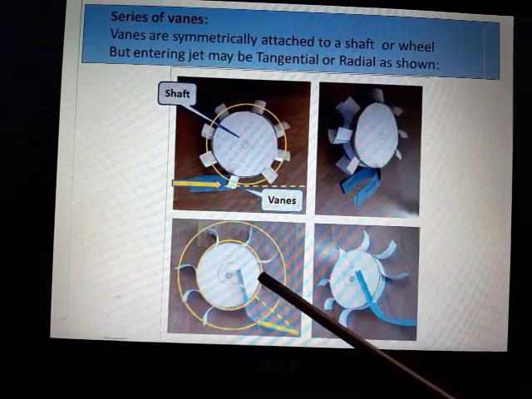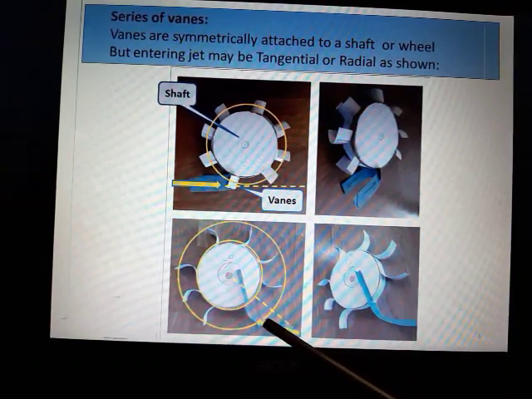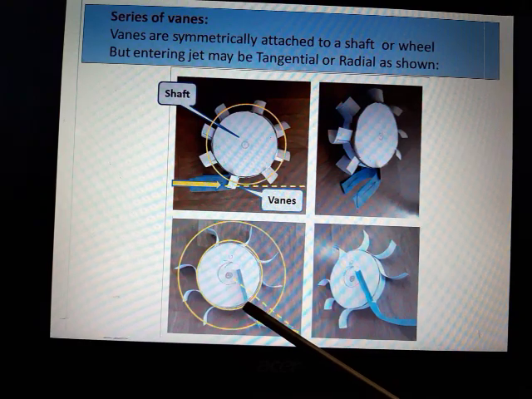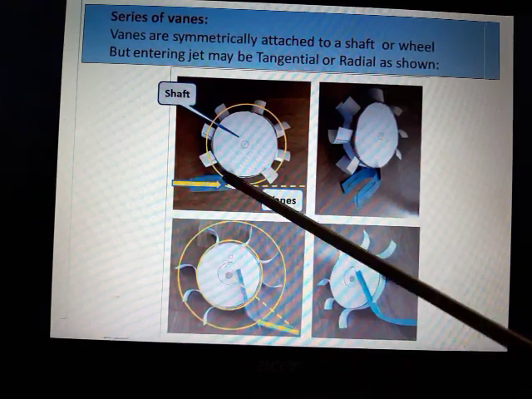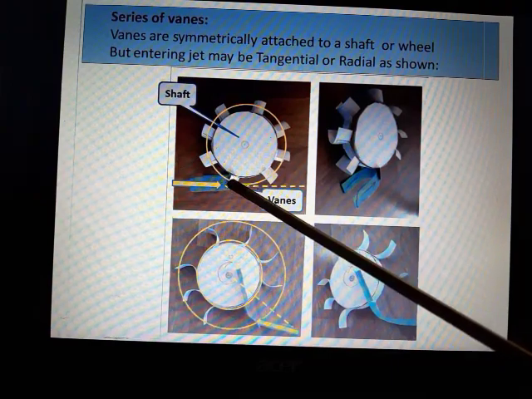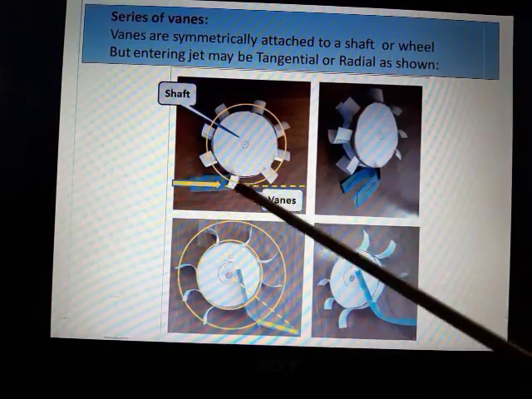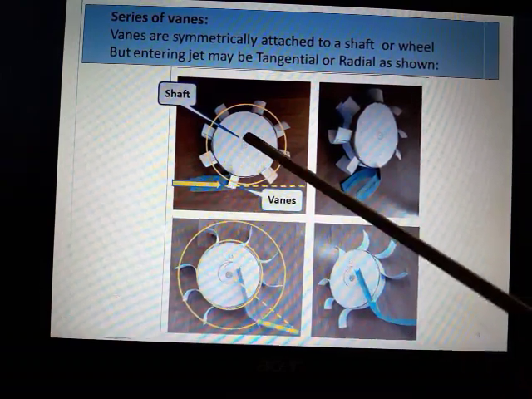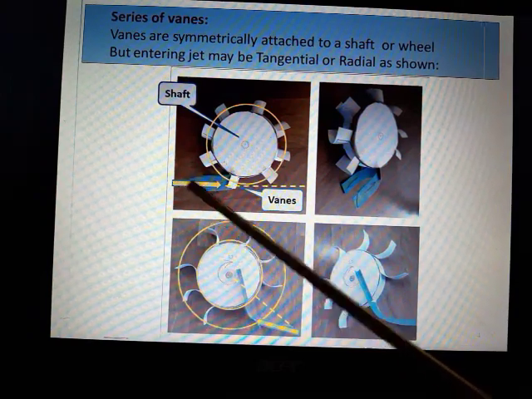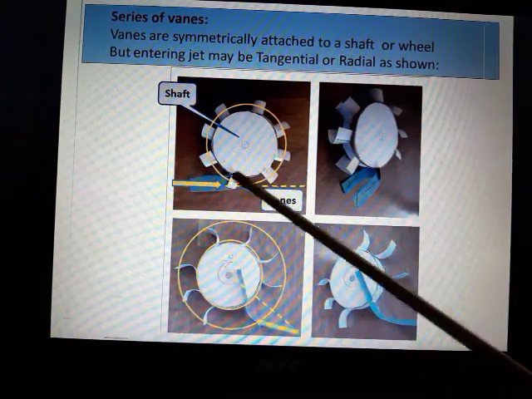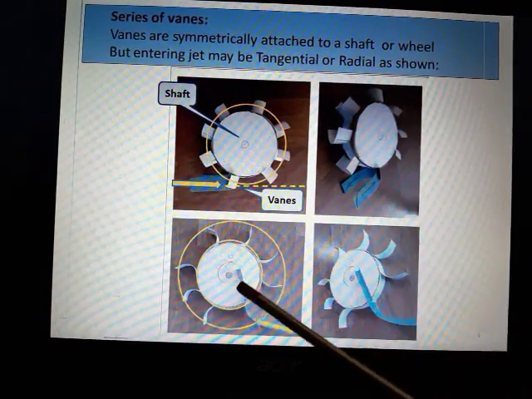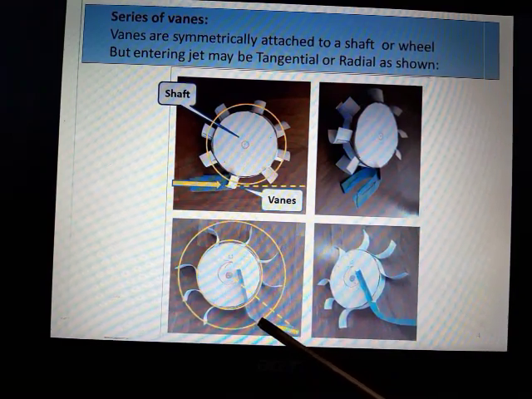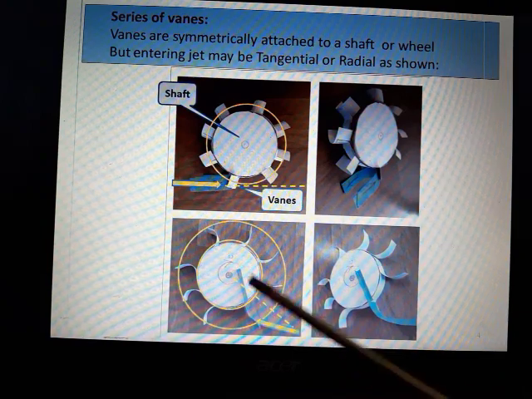Now here there are two circles, yellow circles, shown. The jet is coming in at this point, and then at this point it is going out. So entry and exit are at different distances, whereas here entry and exit are at the same radial distance. That is a major difference one should make out. In tangential flow, the inlet and outlet are equidistant from the center of rotation, whereas in radial flow, the entry point and the exit point are at different radial distances.